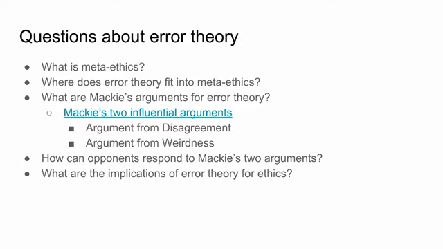Then what are the core arguments that Mackie gives for error theory, and there are two influential ones that I'll talk about: the argument from disagreement and the argument from weirdness. While talking about these arguments, we'll also consider how opponents might respond to the arguments, and then we'll also spend some time looking at the possible implications of error theory for ethics. The question basically being, if all moral judgments are false, what happens to morality?